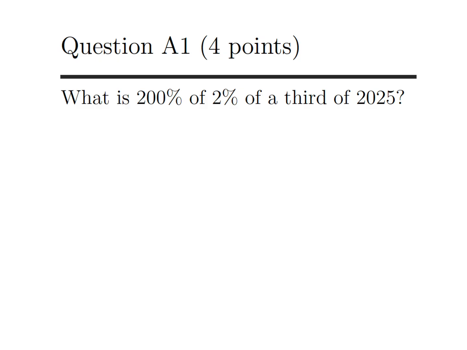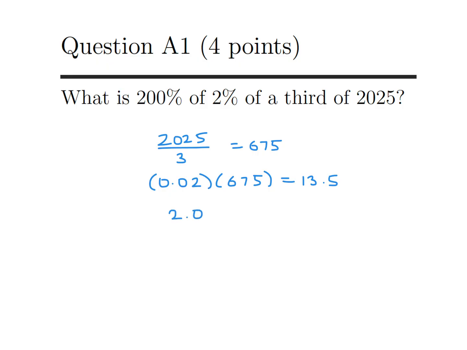What is 200% of 2% of a third of 225? So first let's do a third of 225, and that would be 675. And then we'll take 2% of that, so 0.02 of 675, and that is 13.5. And then 200% of that would be just 2.0 times 13.5, and that is 27.